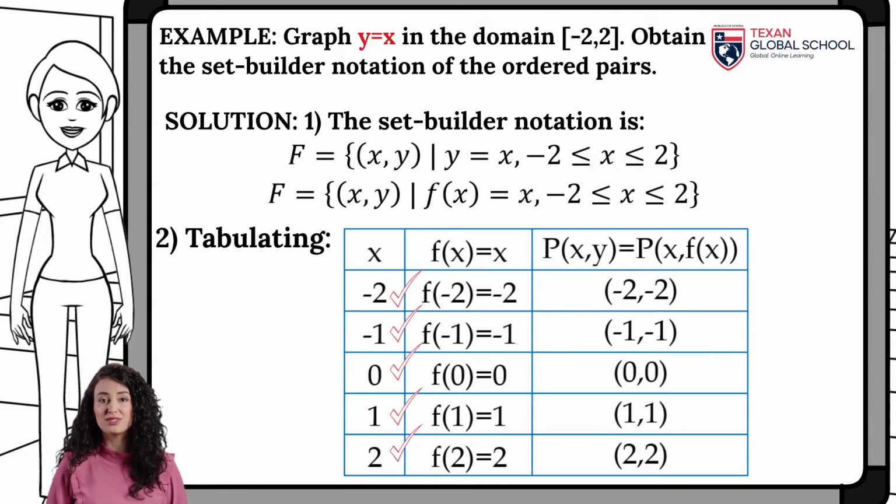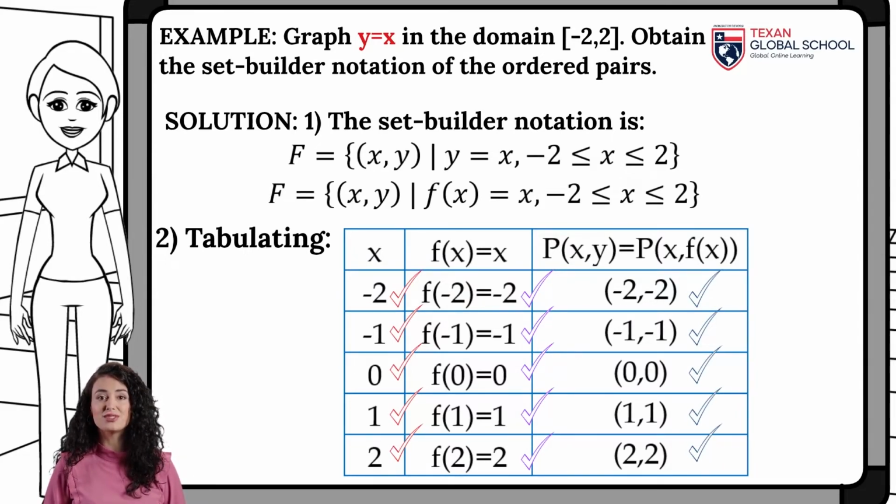Now we will tabulate. For this, we first propose the values of the independent variable x in the indicated interval from -2 to 2. Now, we substitute each of the values proposed in the rule of correspondence, f of x equal with x. So, f of -2 is equal to -2. For -1, f of -1 equals -1, and so on. In this way, we can obtain the ordered pairs or points of the graph x, f of x.